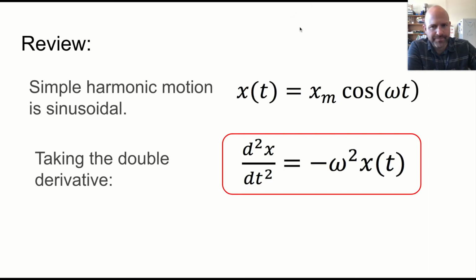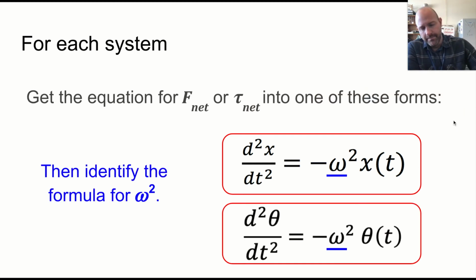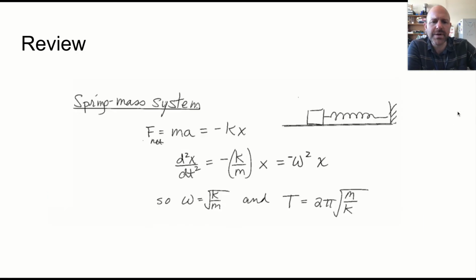So to recap, simple harmonic motion goes like x max, the amplitude, times the cosine of omega t. We'll leave off the phi for now because we're not really worried about it. And the second time derivative gives us the acceleration, which gives us this omega squared. We can also do that in angular quantities with torque. That's fine as well. So for the spring mass system, we did this in the last video. Omega equals the square root of k over m, by solving that differential equation.